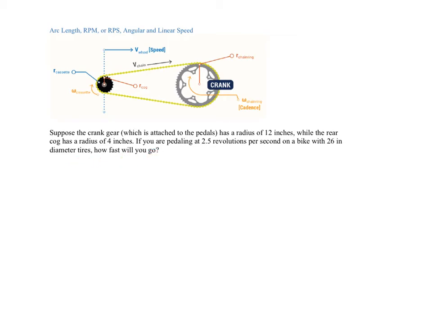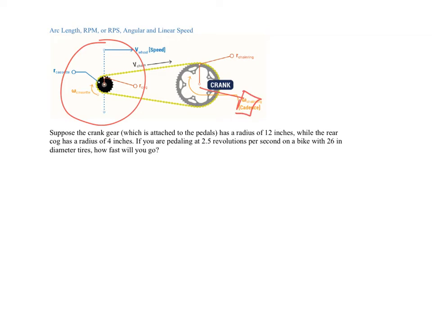So the first thing that we need to figure out is how fast the chain is moving. We know how fast this crank is moving, 2.5 revolutions per second, but we don't know how fast this rear cog is moving because that's what's actually going to make the tires go. So the tires are attached back here, and our pedal is attached right there.